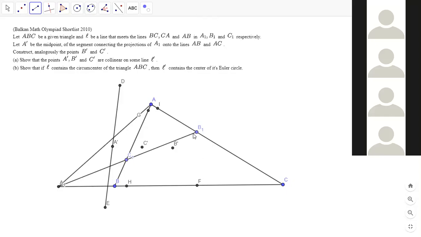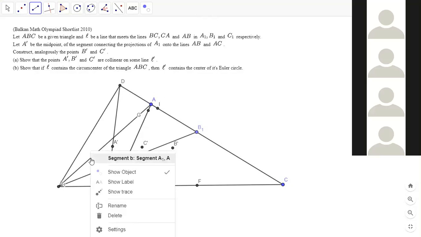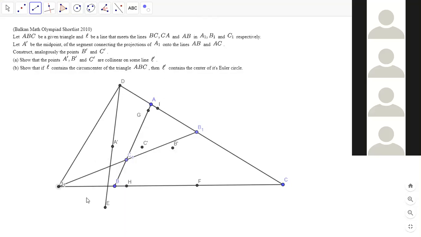Wait. So I draw that perpendicular. Yeah, I don't think I need A1A. See, someone wrote something in the chat. Yeah, this wasn't as bad as I thought. It's still messy, but maybe not super bad.